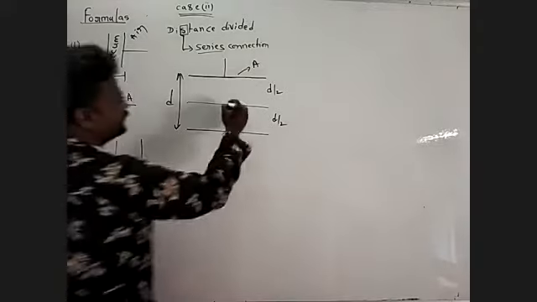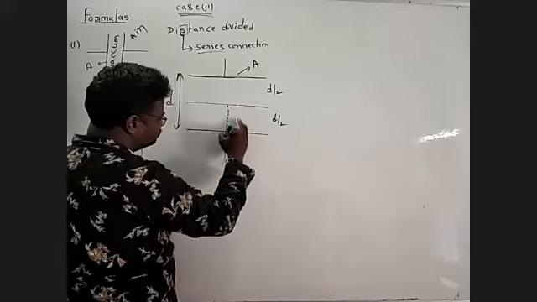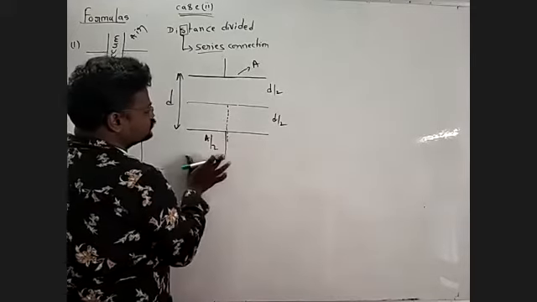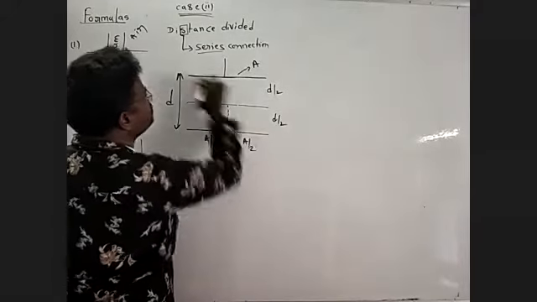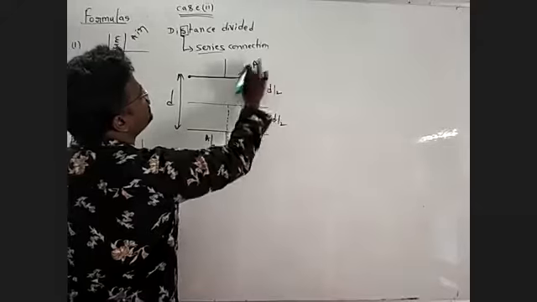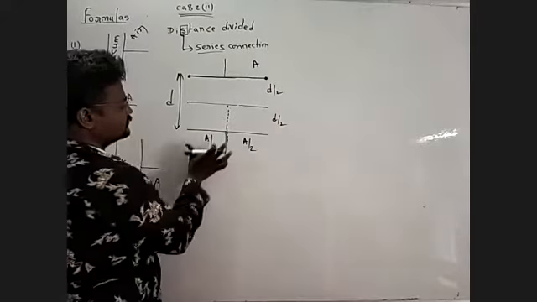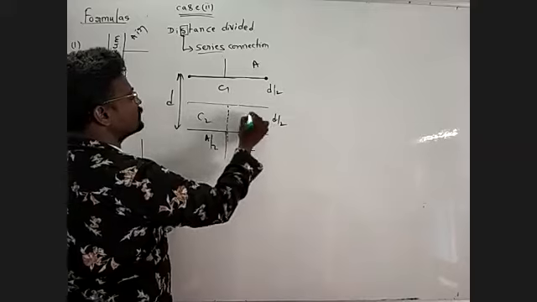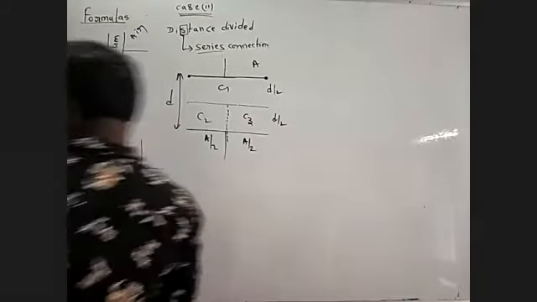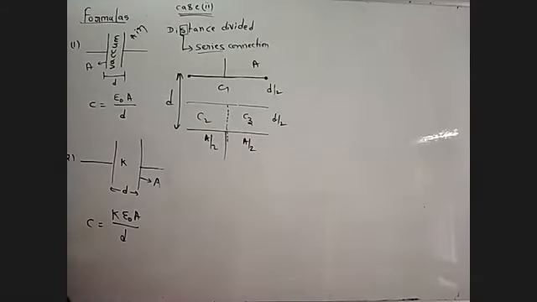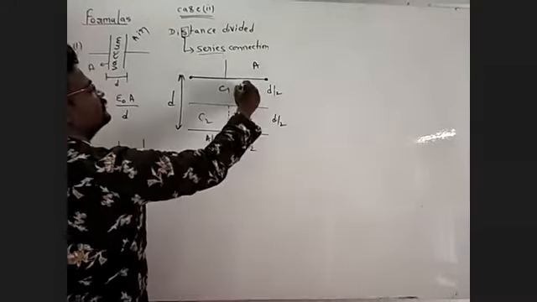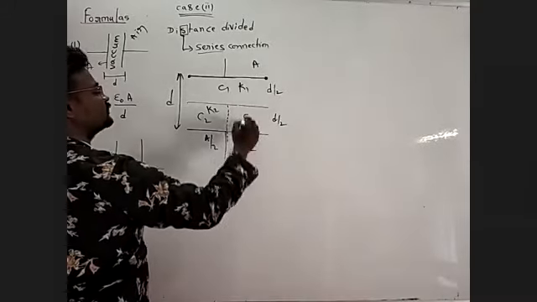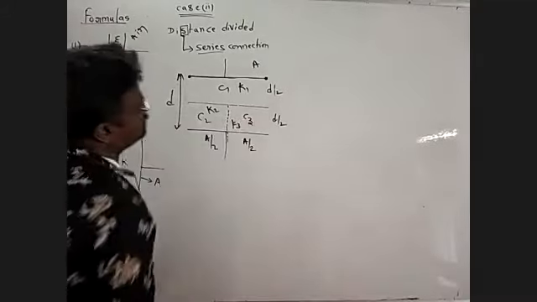The area can also be divided into two equal parts. This part is A by 2, but the total cross-sectional area is A. This is A by 2, and this is A by 2. This is capacitor C1, capacitor C2, capacitor C3. This one is filled with K1, this is filled with K2, and this is K3.